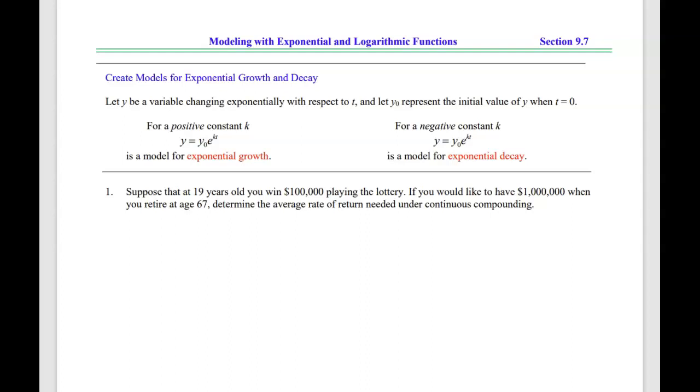We're going to look at growth and decay, specifically exponential growth and decay. When we talk about exponential growth and decay, we're going to be using this type of formula or function, and it looks very similar to our continuous compounding formula.